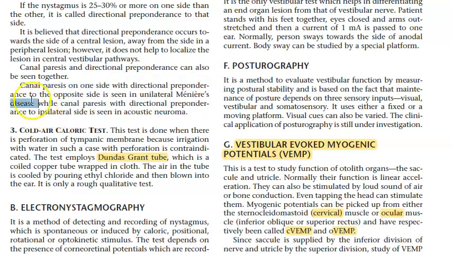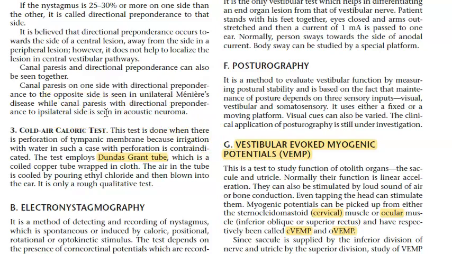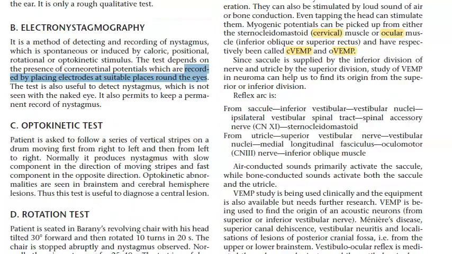Okay. So, and there is something else in acoustic neuroma, that is a tumor, right? Canal paresis with directional preponderance to ipsilateral side. Forget seeing nystagmus. Now they are telling you measure if it is more or less on which side and how long the duration. Wow, it just got so complicated.